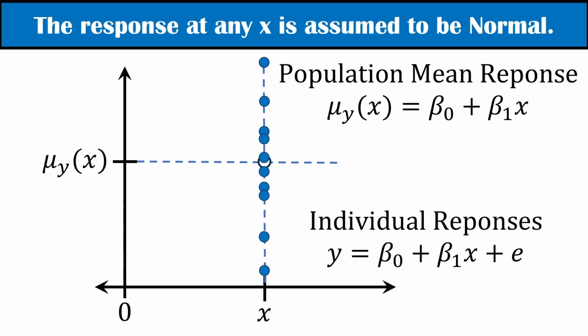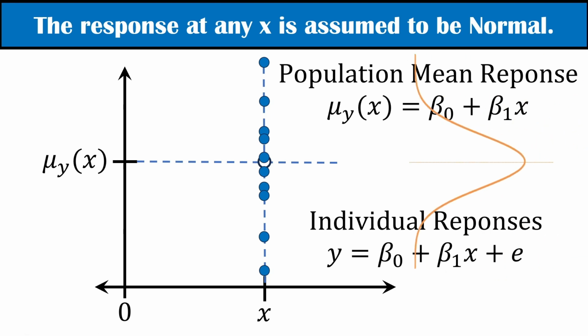And we also have our individual responses. And how do we get those? We take the population mean response, and for each individual, we add a random error. That random error is due to individual differences. So each individual blue dot, representing a different person, would have a different random error. So you can see the response y has a systematic component and a random component. The random component takes into account individual differences.